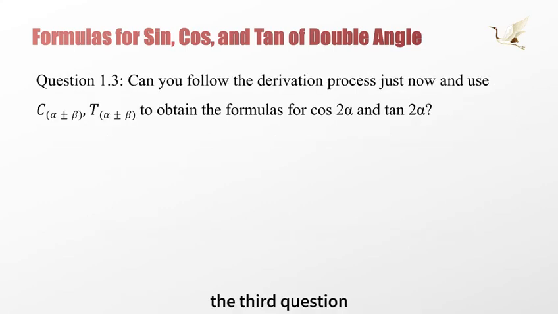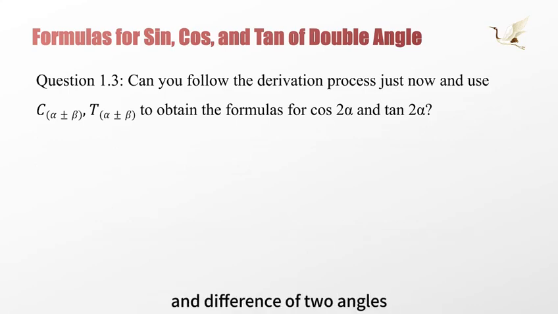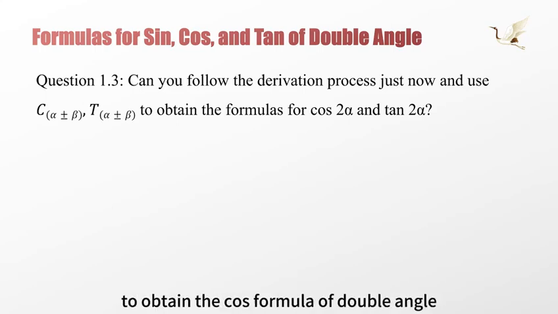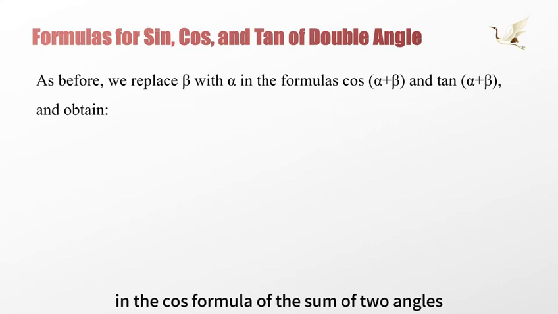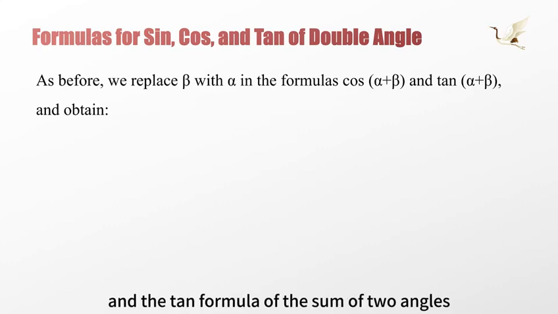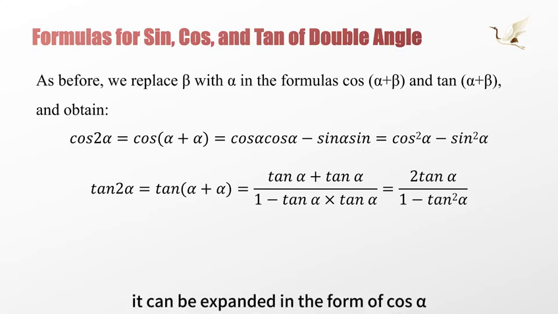The third question: can you follow our derivation process just now and use the cosine formula of the sum and difference of two angles and the tangent formula of the sum and difference of two angles to obtain the cosine formula of double angle and the tangent formula of double angle? As before, we replace beta with alpha in the cosine formula of the sum of two angles. Cosine 2 alpha can be expanded in the form of cosine(alpha plus alpha), resulting in cosine alpha multiplied by cosine alpha minus sine alpha multiplied by sine alpha, equal to cosine squared alpha minus sine squared alpha.